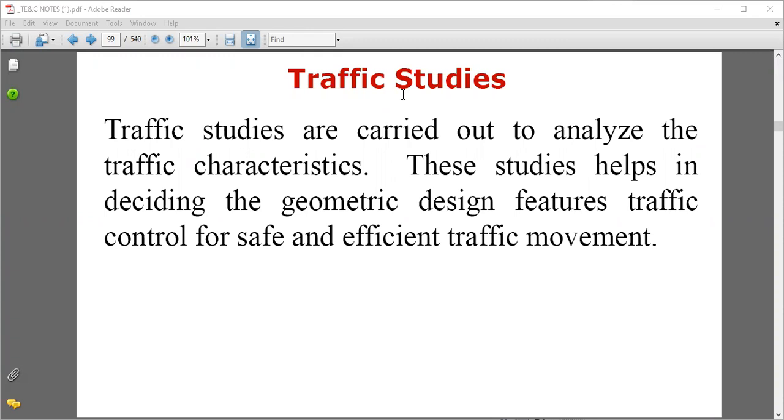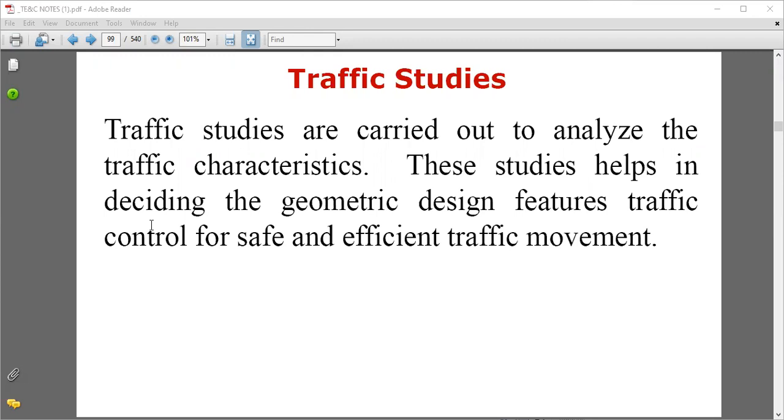Again, the PIEV theory, that is perception, intellection, emotion, and volition. That part we have completed. What is this PIEV theory? P is perception, I is intellection, E is emotion, and V is volition. That PIEV theory we completed in the last lecture, along with some of the road user characteristics and the scope of traffic engineering.